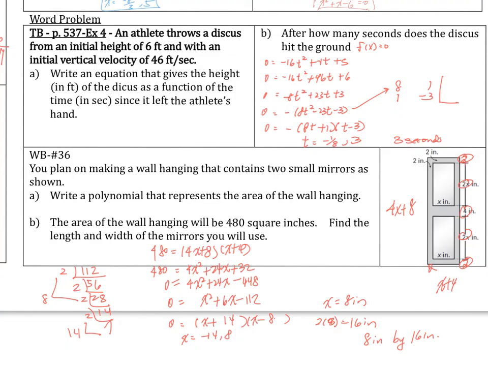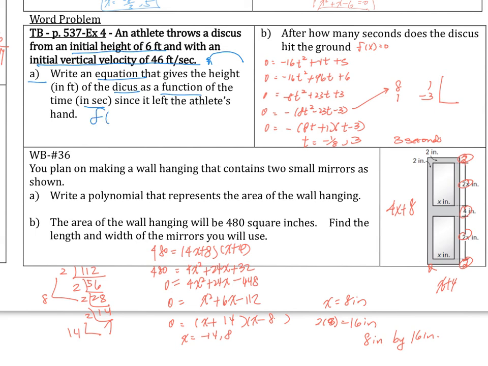For the word problems, I worked out the work for you to save time, so just follow along. An athlete throws a discus from an initial height of 6 feet and with an initial vertical velocity of 46 feet per second. So again, this is a projectile motion, so we need to use a vertical motion model. Part A, write an equation that gives the height in feet of the discus as a function of time in seconds since it left the athlete's hand.